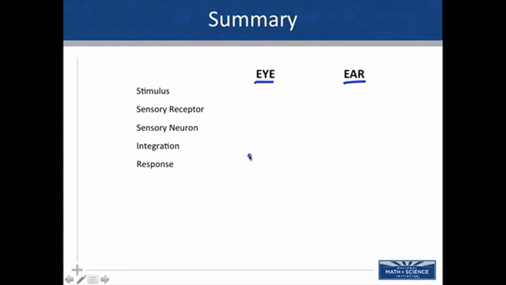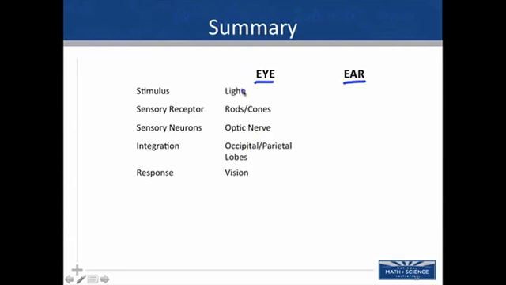And hopefully your summary looks like this: that the stimulus for the eye is of course light waves. It is received by the sensory receptors, in this case the rods and cones. The sensory neurons go together to form the optic nerve. Integration of this input is going to occur in the occipital and parietal lobes of the brain, and our result is going to be that we have vision.